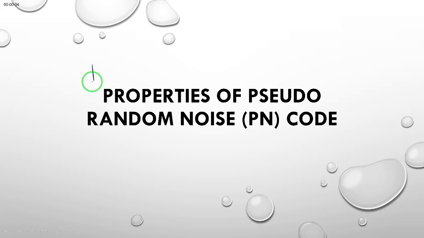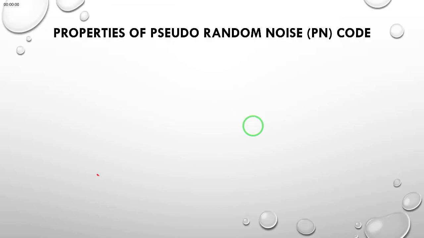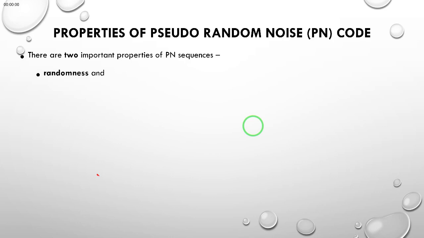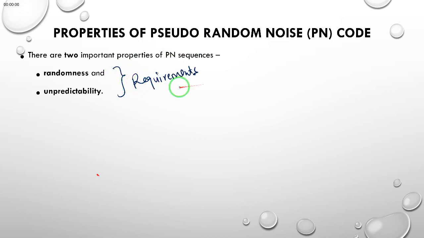This lesson is about properties of pseudo-random noise, which is famously called PN code, which is used predominantly to achieve spread spectrum communication. To discuss the properties, we observe that there are two important properties that are known for PN sequences. The first one is randomness, and the next one is unpredictability. These are the basic requirements that a PN code must satisfy to achieve the objective of stopping jamming or interference of the transmitted signal, so to speak, in enemy territory.